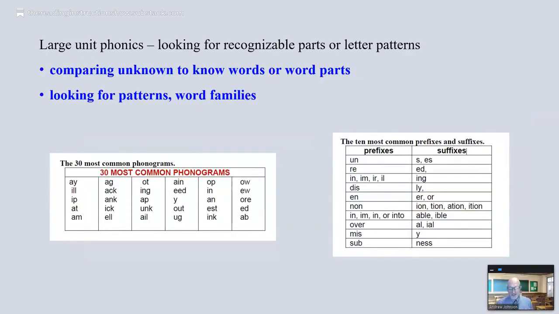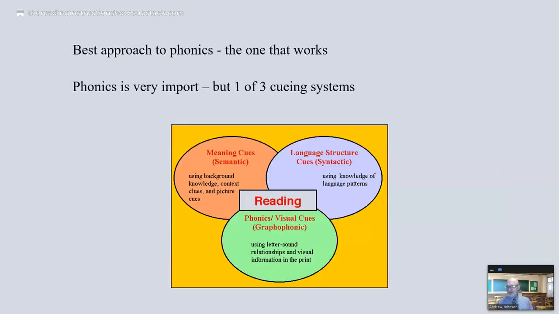Large unit phonics is looking for recognizable parts or letter patterns, comparing unknown words to words you know are word parts. Word families, phonograms, patterns, prefixes, suffixes. More on that in a minute, but that is large unit phonics.